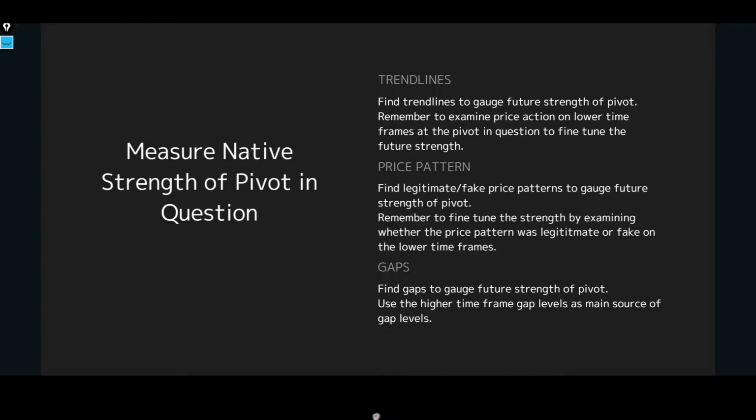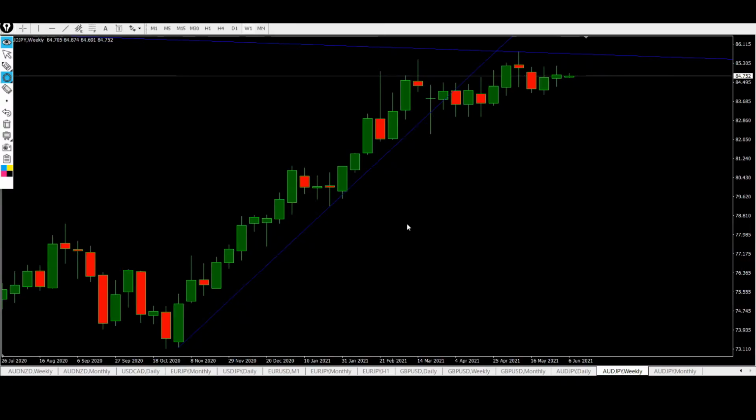So the first thing we're going to do is measure the future short strength of the pivot in question. In this demonstration, we'll be using this weekly pivot right here and measure the future short strength of it using the methods we learned up until now in this course.